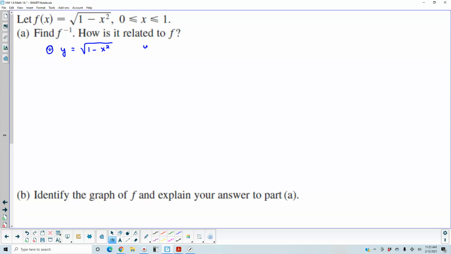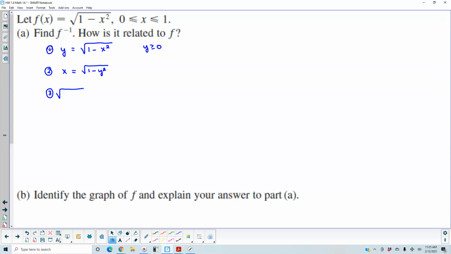Now keep in mind that y here is greater than or equal to 0 because it's the plus version of that. Okay, and so now, number 2, we're going to interchange x and y. So x is going to equal the square root of 1 minus y squared. And then part 3, we're going to solve for y.